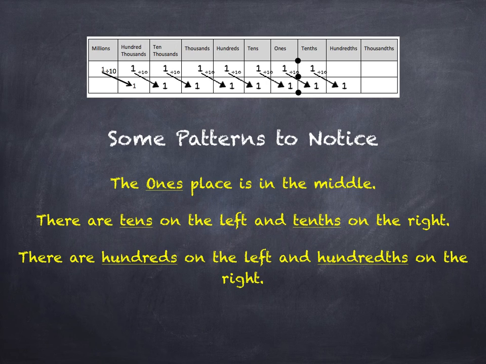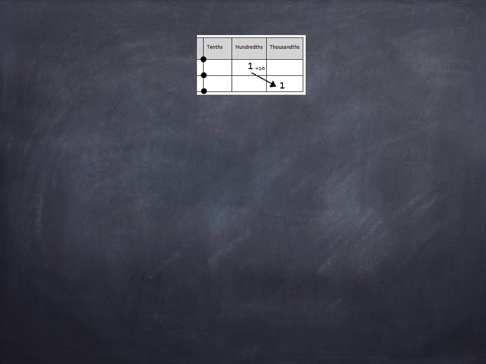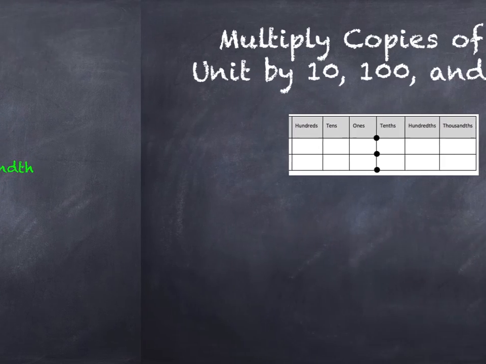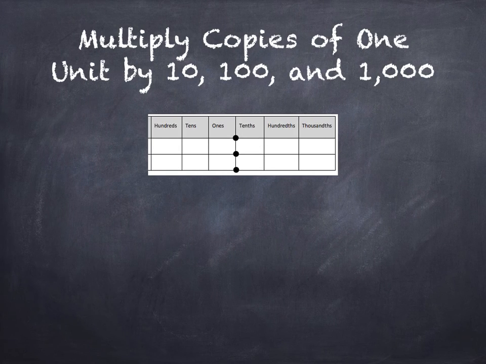So what would happen if we had 1/100 divided by 10? Well, we would end up with 1/1,000. It would move over. So 1/100 divided by 10 equals 1/1,000. So now we're going to multiply copies of 1 unit by 10, 100, and 1,000.